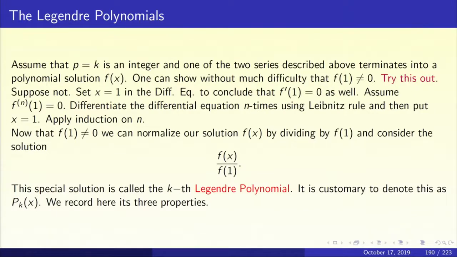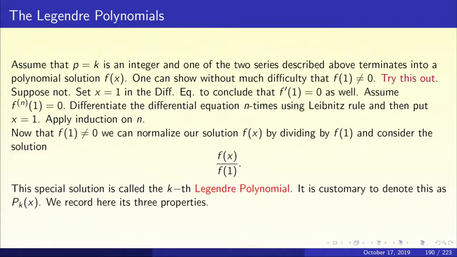Now we want to understand whether this polynomial solution is going to be 0 when I plug in x equal to 1. So let us call this terminating series f of x. We know that f of x is a polynomial. Now show that f of 1 is not equal to 0. Here in this slide, I have suggested that you should try this out, but let me walk you through the proof. Suppose not. Suppose f of 1 happens to be 0. Then let's see what happens.